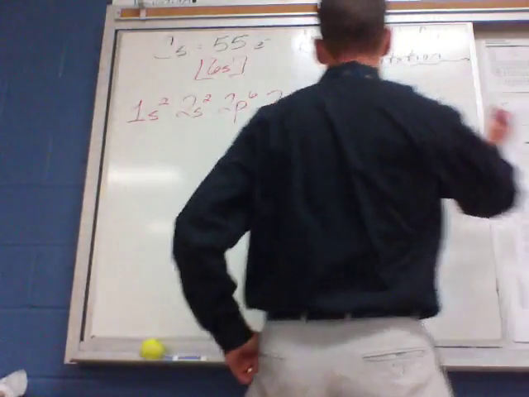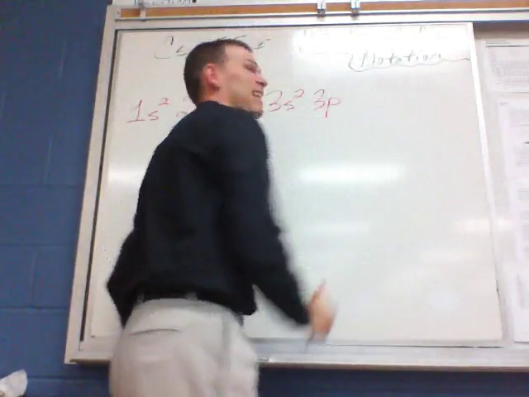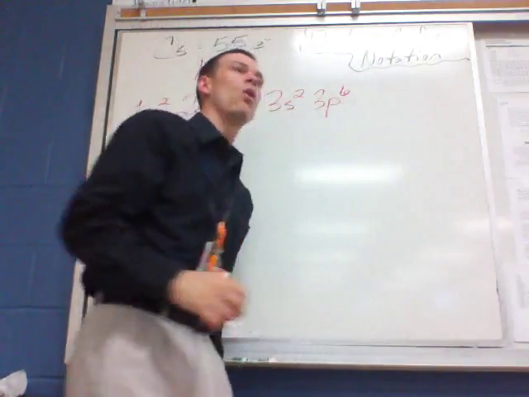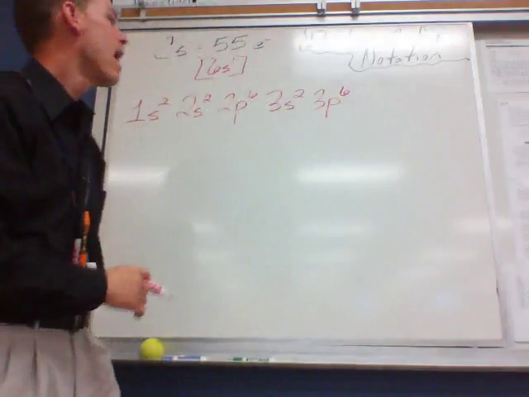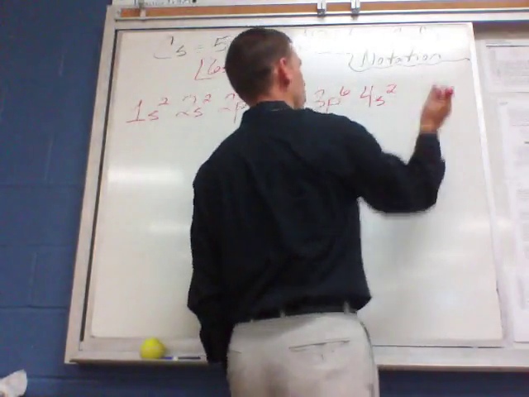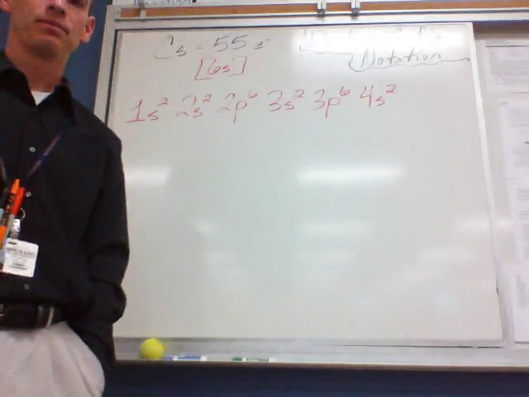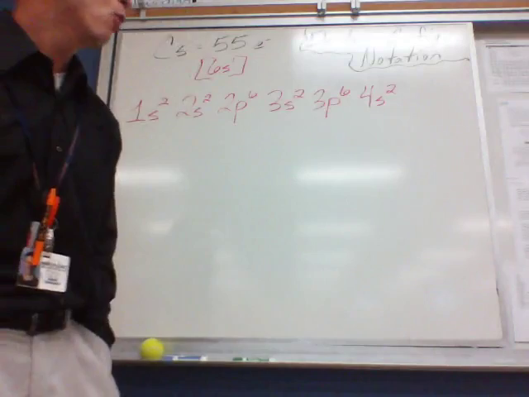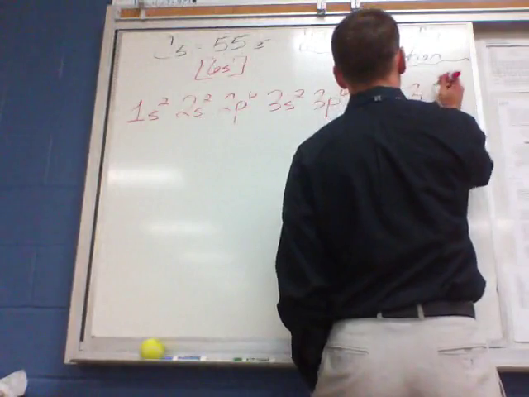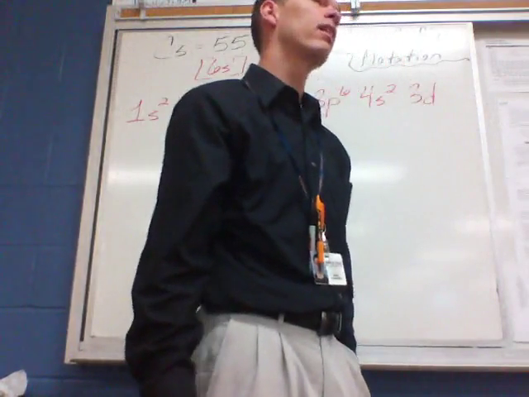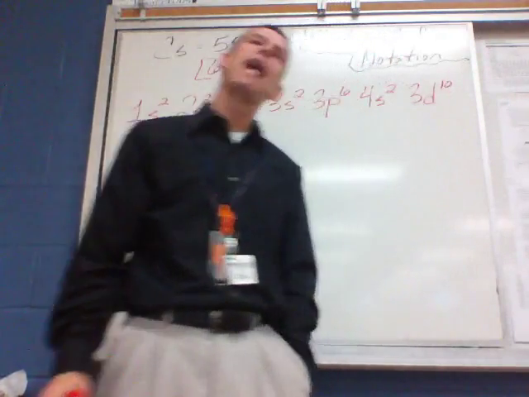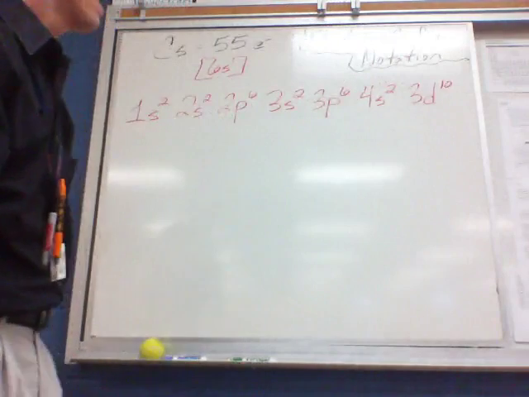After 3S, I see comes 3P. P's got 3 orbitals. Each orbital holds 2 electrons. 3 times 2 is 6. Or, of course, you can see that there's 6 squares. After 3P comes 4S. 4S contains 2 elements. After 4S comes 3D. How many squares are in that 3D block? There's 10. Count them. Or, of course, we know that D has 5 orbitals, and 5 times 2 is 10.